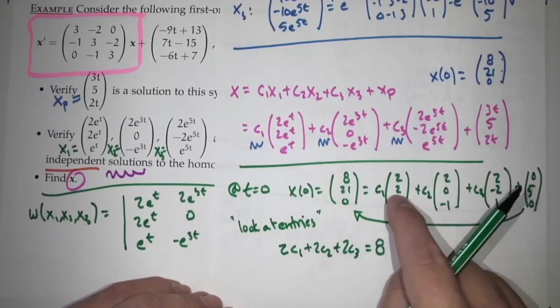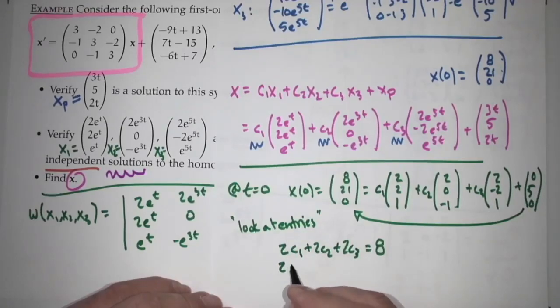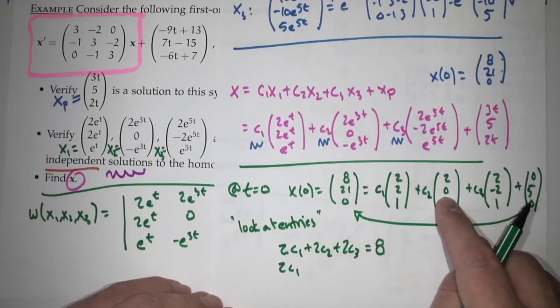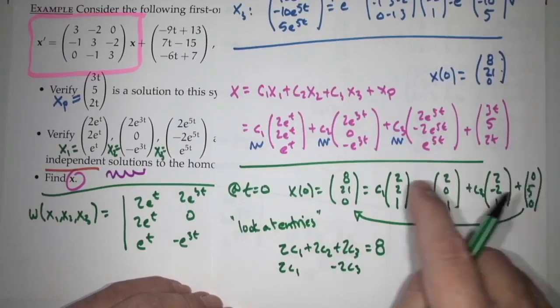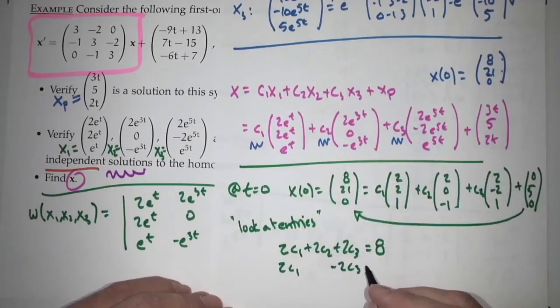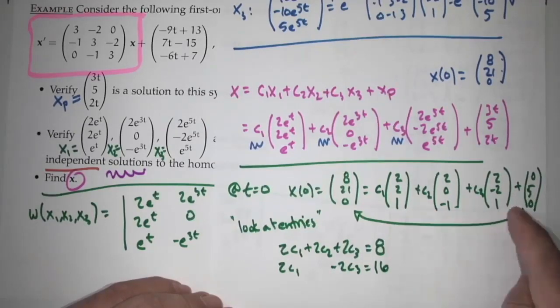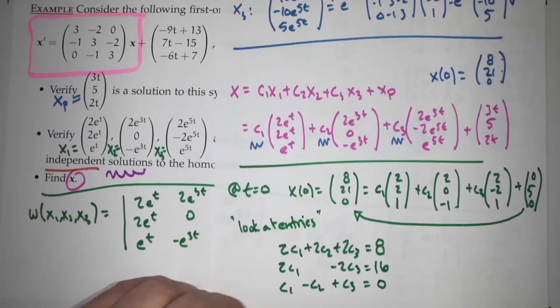Middle entries, second entries, 2C1 plus 0C2, so we don't write that down, minus 2C3 plus 5 equals 21. Well, I can move the 5 across, and that gives us 16. Last entries, C1 minus C2 plus C3 equals 0. All right, well, what do we have here? 3 equations, 3 unknowns. Nice.